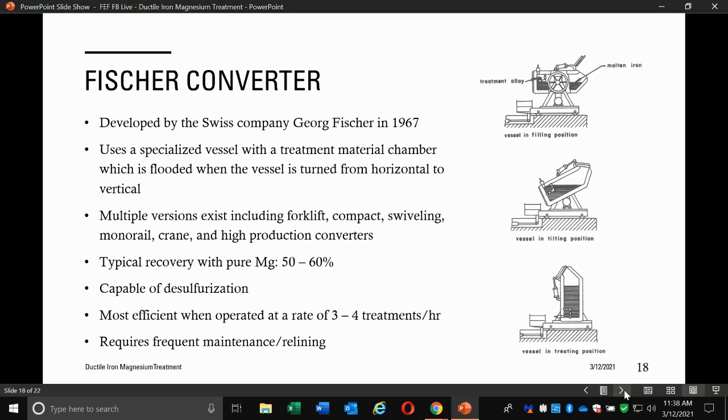The Fisher converter is another more recent magnesium treatment method developed by George Fisher in 1967. It's a specialized vessel with a chamber that contains treatment material. Iron is poured into the bottom of the vessel to a level that doesn't contact the chamber. The vessel is sealed and then tilted from horizontal to vertical to flood the chamber. Multiple versions of the Fisher converter exist, which are variations on how the converter is tilted, so it's quite flexible for a number of foundry operations. This runs best when it's run frequently, but it does require frequent maintenance and relining.